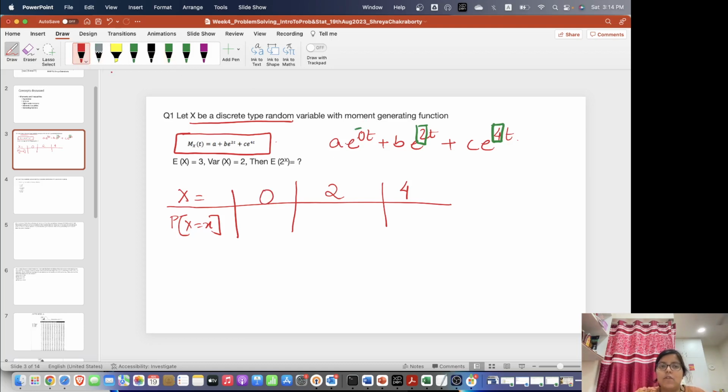And the associated probabilities are the coefficients of the e to the power terms. So x equal to 0, probability will be a. x equal to 2, probability will be b. And x equal to 4, probability will be c. So far, is this clear how we can get the distribution and the corresponding probabilities? Yes. Alright, so this part is clear. So now we have the distribution.